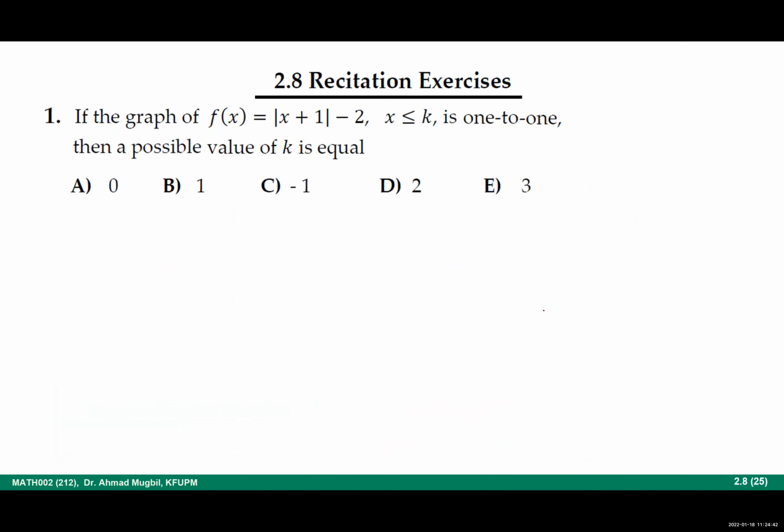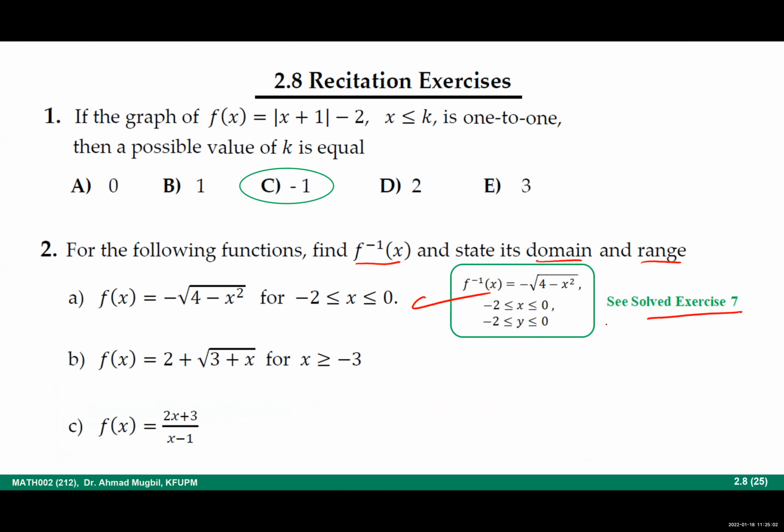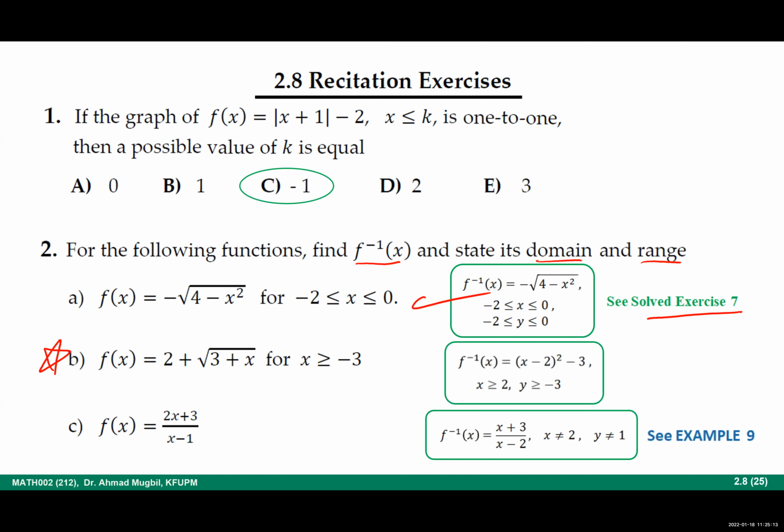We will solve one question about this. We solved this in the previous classes. The second recitation exercise is about 3 parts. You need to find the inverse and the domain and the range of the inverse. The first one is done. Just check exercise number 7. We will solve this also; we solved a similar one in the previous class, so you can check example number 9.